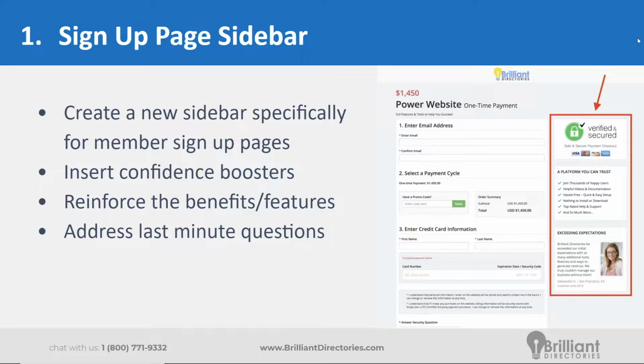You can set specific sidebars depending on the membership level, and in these sidebars, you can add unique widgets. And these can consist of confidence boosters, maybe answering some last-minute questions or concerns that you think potential members may have while they're checking out. If you want to address those and try to quell their nerves a little bit that way. And then you can also reinforce the major benefits and features that they'll be receiving when they do purchase this membership. That way you're really reinforcing all of the good stuff that they'll be getting and minimizing the chances that they'll end up turning away from this checkout page.